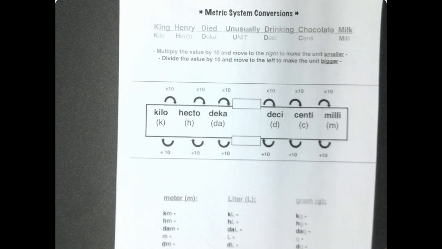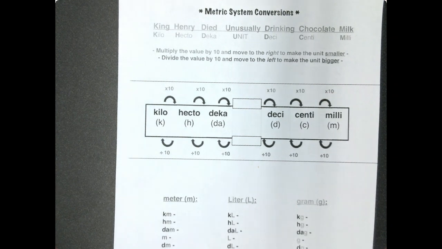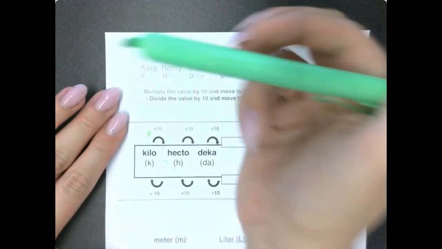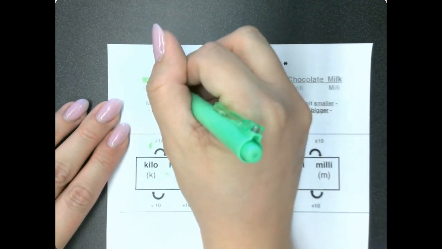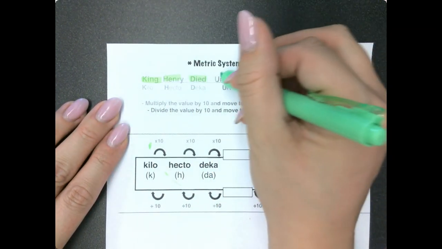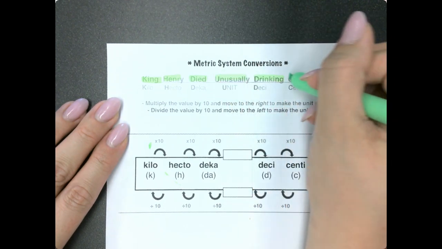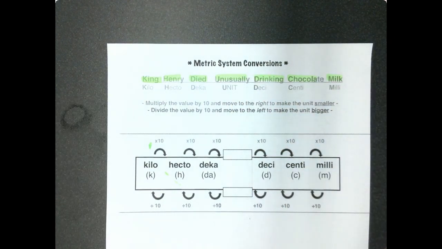Our metric conversions. There are two types of conversions that we do: metric and customary. For metric, we use a little saying to convert from one unit to another. Our saying is right here. It's King Henry died unusually drinking chocolate milk.